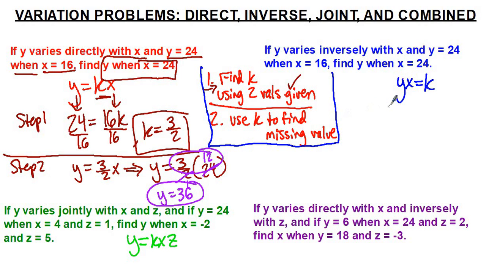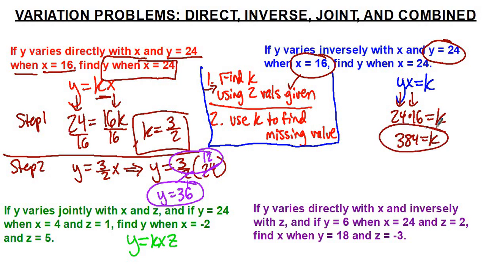We're going to find k by using the two values given. So what are the values that they're giving us right here? They're giving us y equals 24 again and x equals 16 again, but slightly different now because now they're on opposite sides. So 24 times 16 is going to be 384. So that's what k equals right there. K equals 384. And remember, k is a constant. So k is always going to equal 384. That's what we're going to use to help us solve the second part of this.